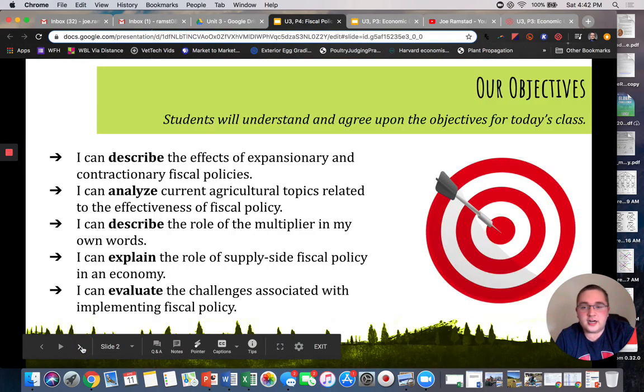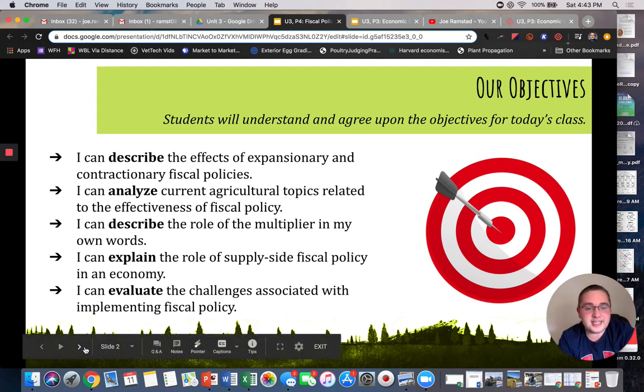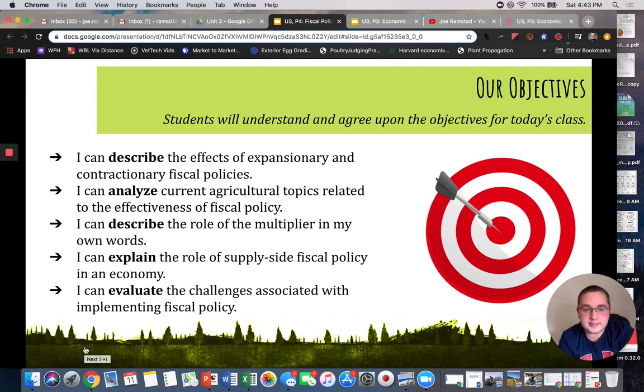So our learning targets: I can describe the effects of expansionary and contractionary fiscal policies. I can analyze current agricultural topics related to the effectiveness of fiscal policy. I can describe the role of the multiplier in my own words. I can explain the role of supply-side fiscal policy in an economy. And lastly, I can evaluate the challenges associated with implementing fiscal policy.